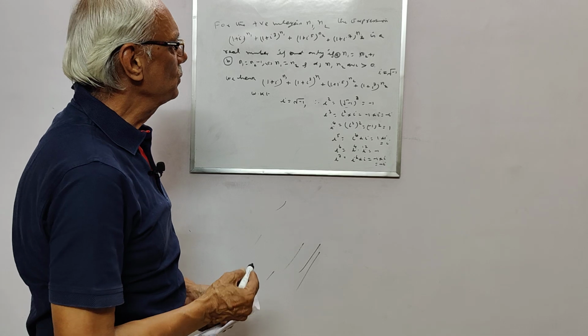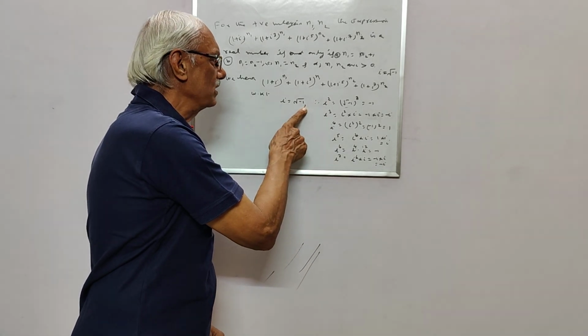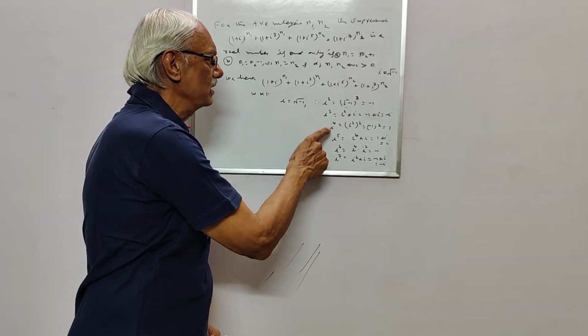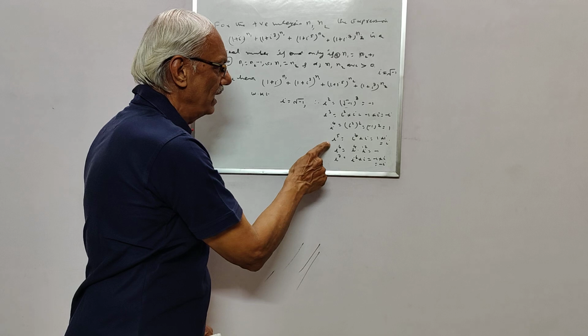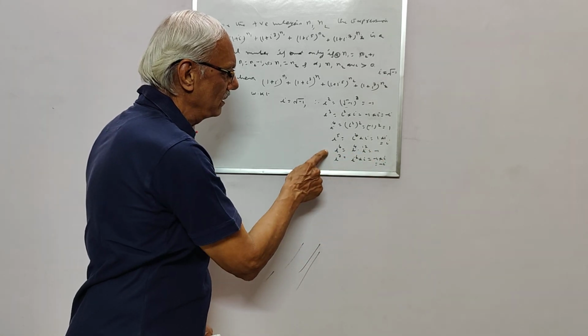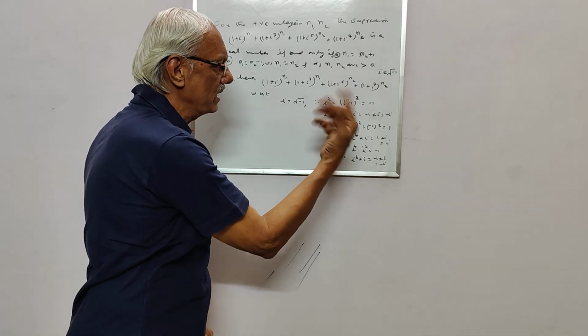So this is what you should know in this particular problem. i is given to be root of minus 1. So i squared is equal to minus 1, i cubed is minus i, i to the power of 4 is 1, i to the power of 5 is i, i to the power of 6 is minus 1, and i to the power of 7 is minus i.